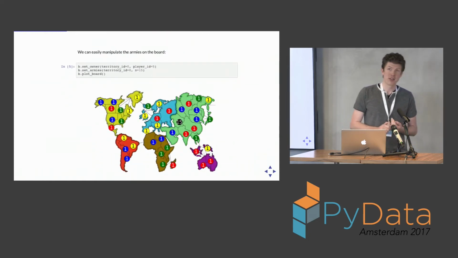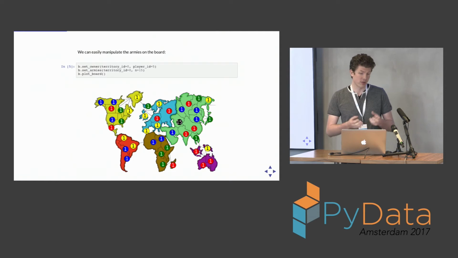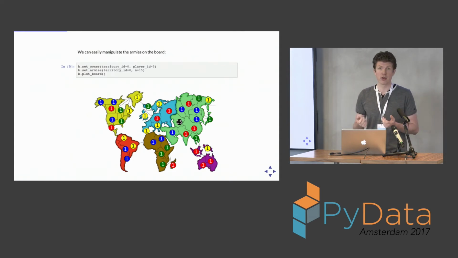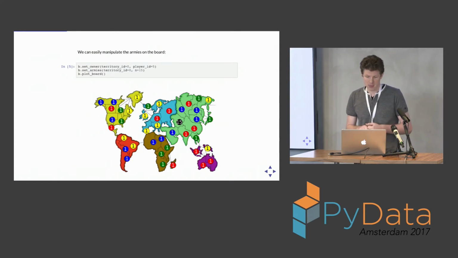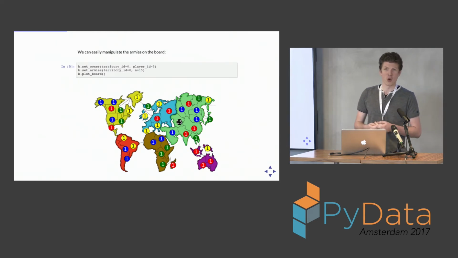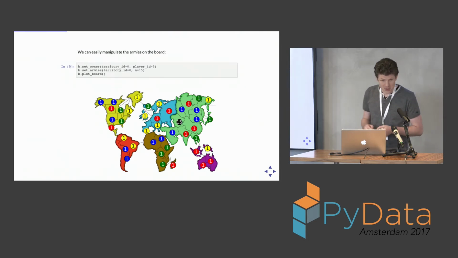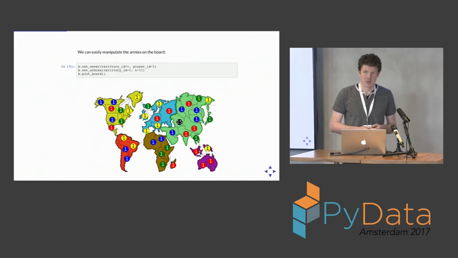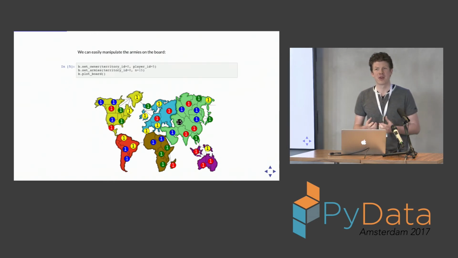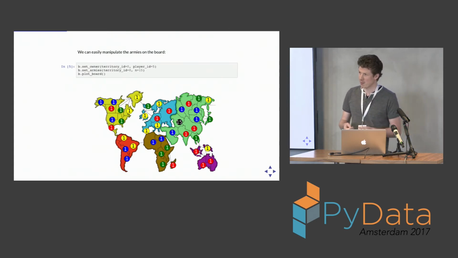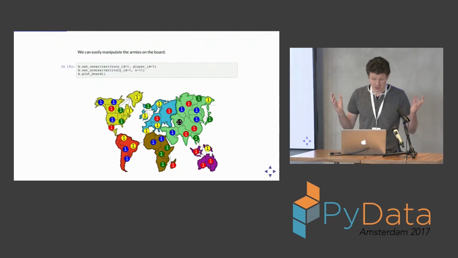It's fairly easy to manipulate the armies on the board. So for example, I can just take any territory 0, and say, well, this is now owned by player 5, and then set the number of armies on that territory to 15. And then you see there, right in the middle, there is a territory owned by the black player containing 15 armies. Of course, that doesn't really make sense in a game with 4 players, but it's fairly easy to do. That's what I want to show.